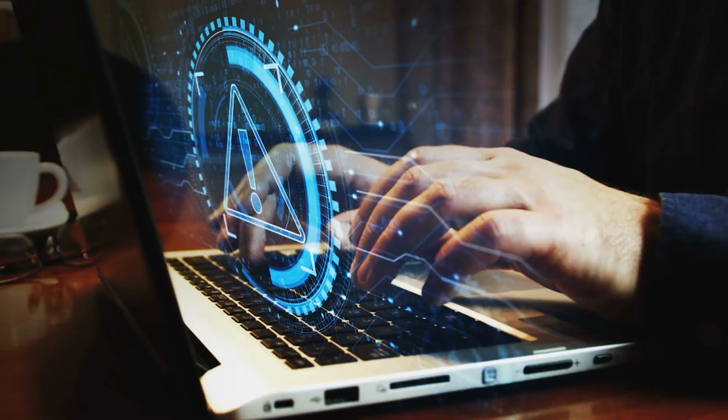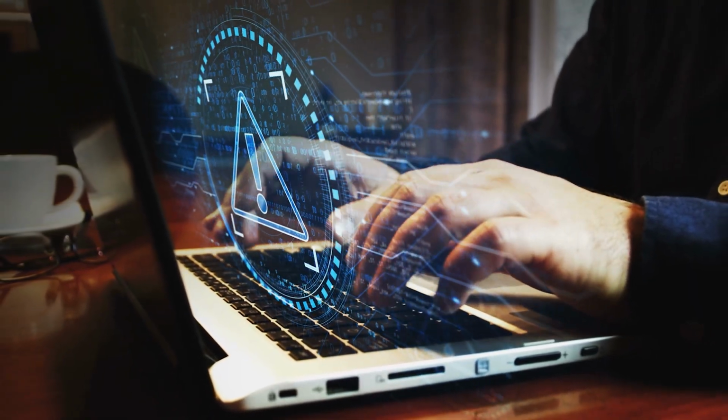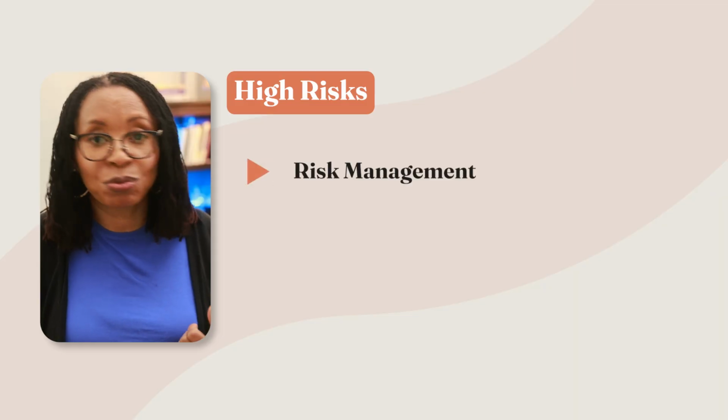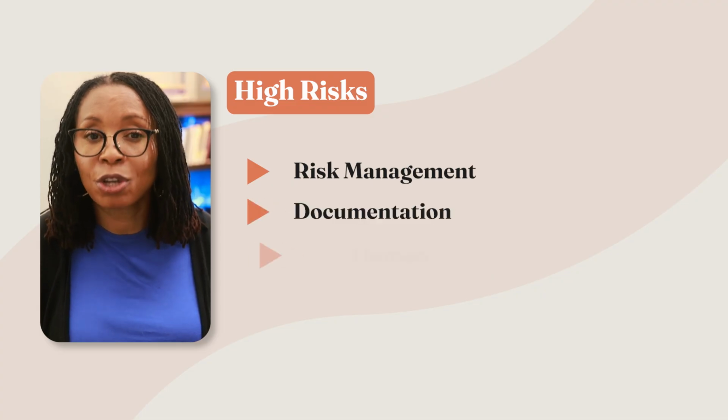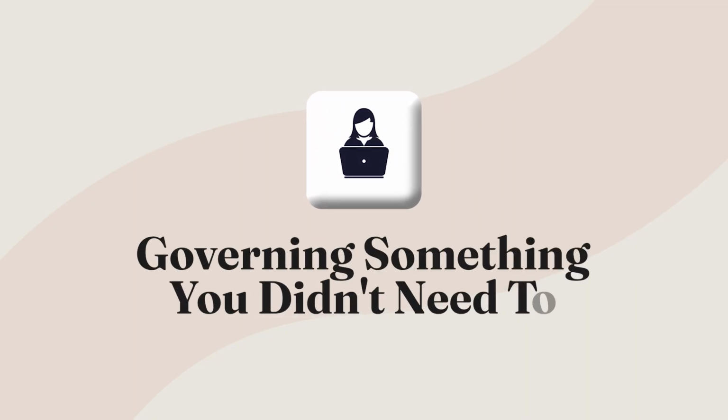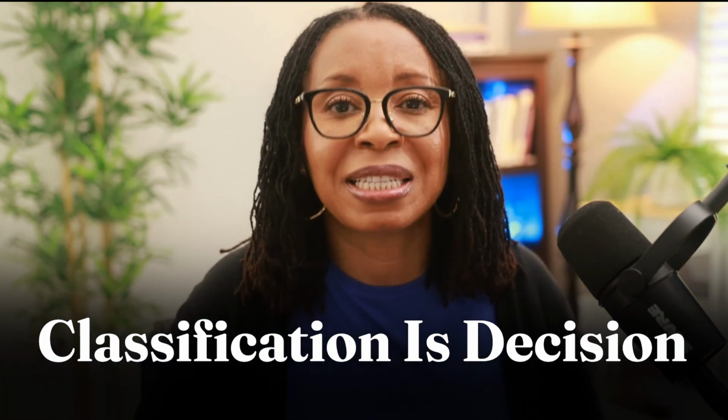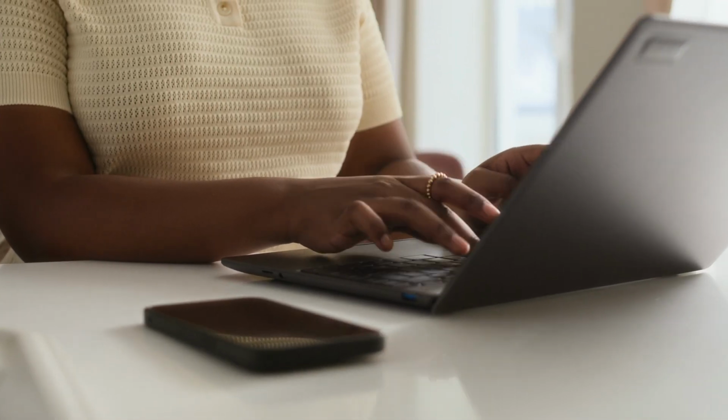Now, the quick reason this is worth 5 minutes of your attention is this. The label high risk is a switch that turns on almost every serious obligation in the EU AI Act. Things like risk management, documentation, human oversight, and the works. Get the classification wrong in one direction and you burn budget governing something that you didn't need to in the first place. Get it wrong in the other direction and you're exposed on a system that regulators expect you to have locked down. So the classification is a decision. Everything downstream depends on it. So let's go branch by branch.